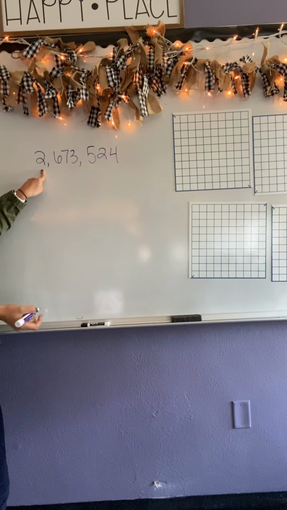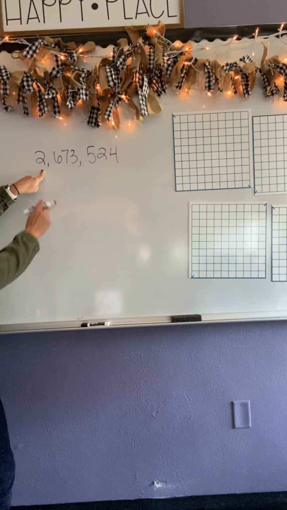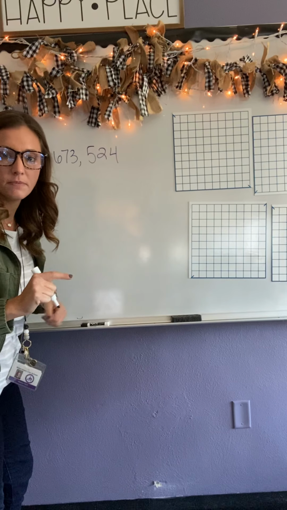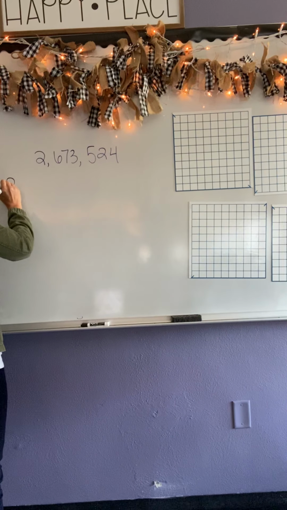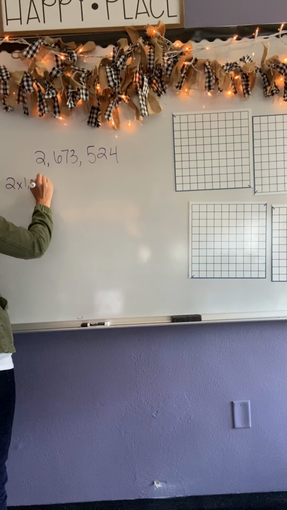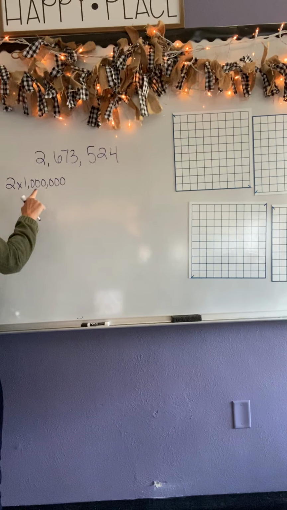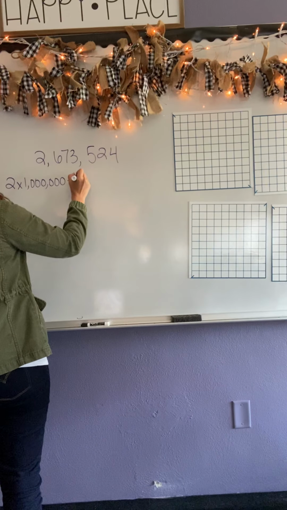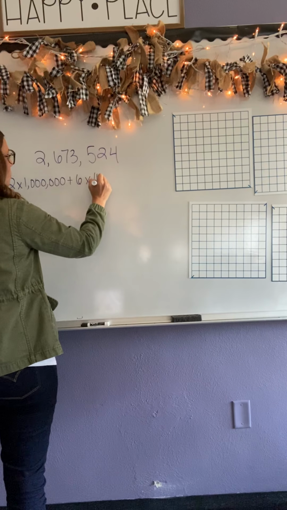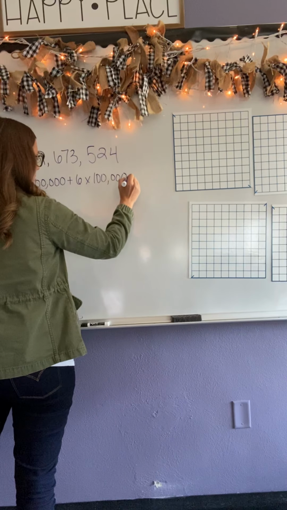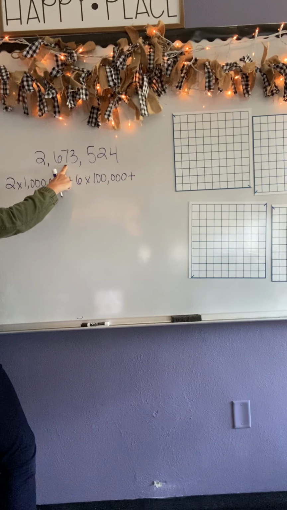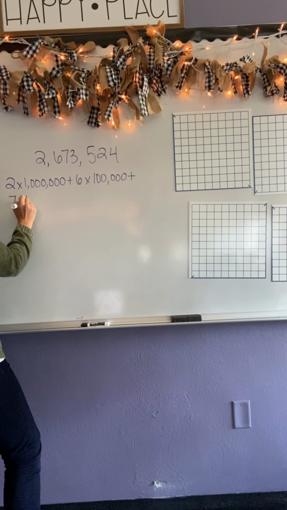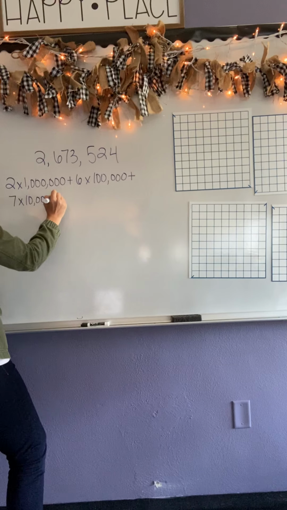I'm going to start thinking about my place value. And I'm going to start right here with the millions. So I have how many millions in this number? 2. 2 times 1 million. Okay, now I'm going to add my next value. 6. 6 is in the 100,000 spot. So I'm going to write 6 times 100,000, plus. Move to my 7. 7 is in the 10,000 spot. 7 times 10,000, plus.